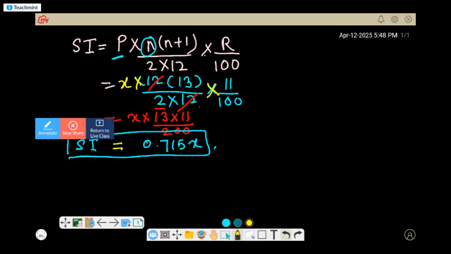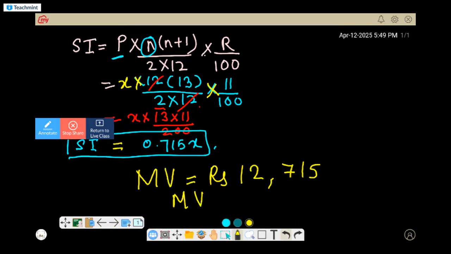Now, maturity value is given to us. That is rupees 12,750. We know the formula of maturity value. It is whatever is your every month pay that we are doing. That's the principal amount into for how many months we are paying. That is P into N. And to that, we are going to add the interest.